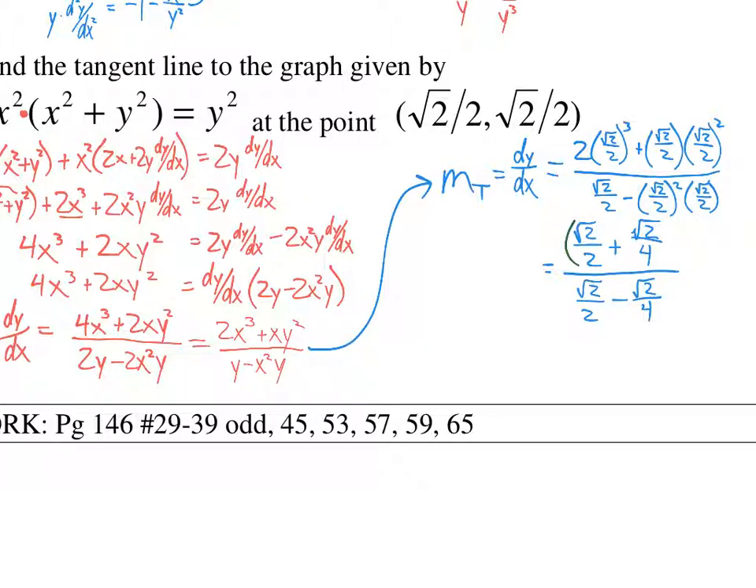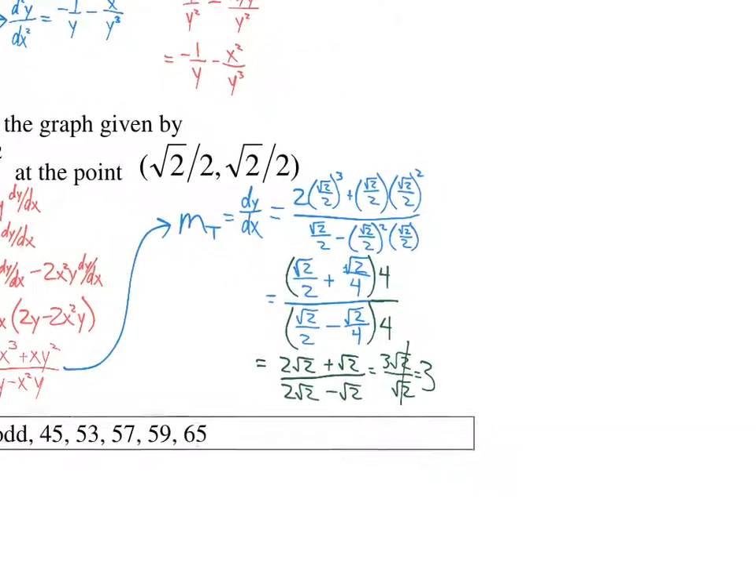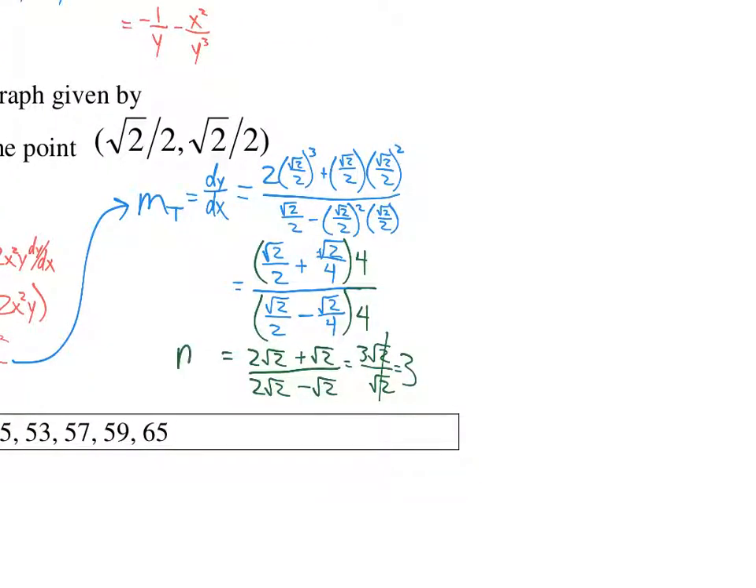And let's go ahead and multiply the top and the bottom by 4, and that'll get rid of all of our fractions. And I'm allowed to do that because I'm just multiplying by 1, right? So now I have 2 root 2 plus 1 root 2 over 2 root 2 minus 1 root 2. So I have 3 root 2 over root 2. So my slope was just 3. So the slope of my tangent line equals 3.